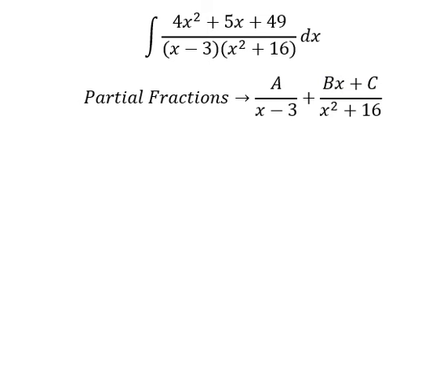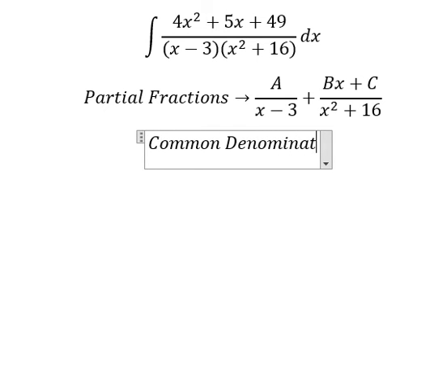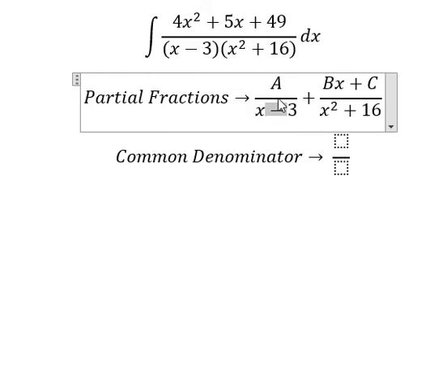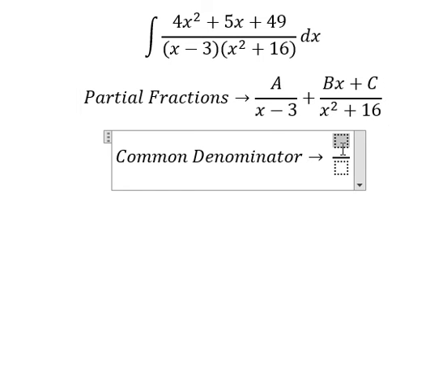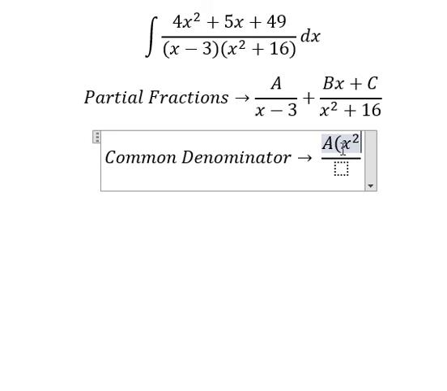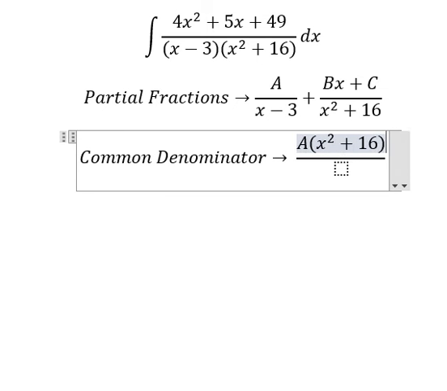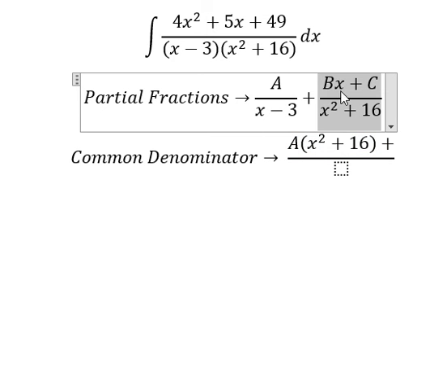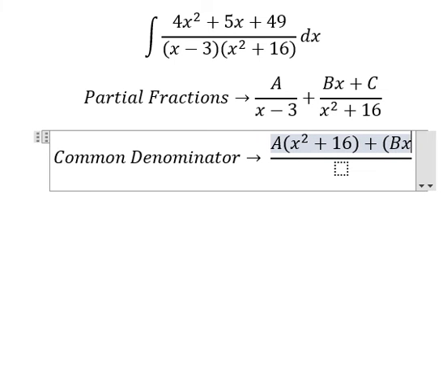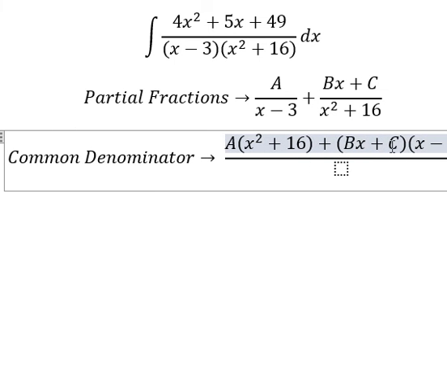Next, we do the common denominator. This one is missing s squared plus 16, so capital A multiplied by s squared plus 16. This one is missing s minus 3, so Bs plus C multiplied by s minus 3.